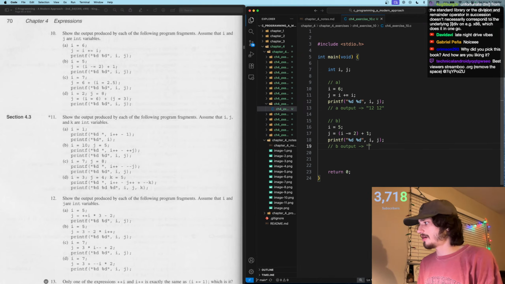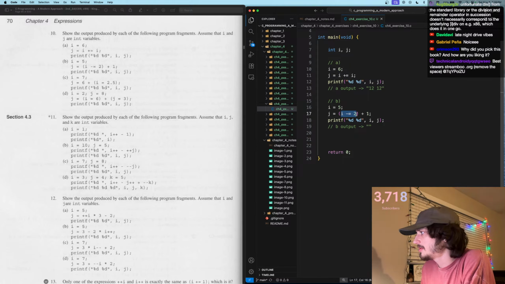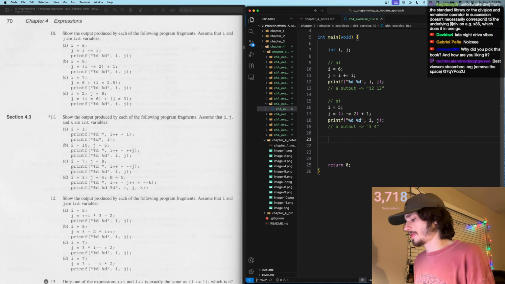Okay, what do we think B's output's going to be here? So if I is 5, within this parenthesis, we're going to call I less than equals to 2. And so I will become 3. So I is going to be 3. J is going to be 3 plus 1, which is 4. That's my answer. Let's keep going.